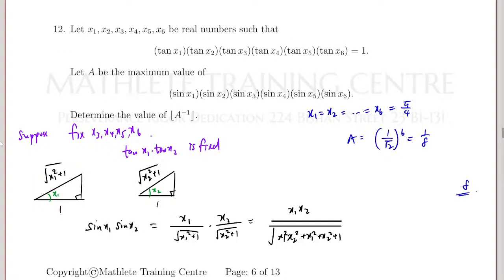So tangent of x1, let's call it A. Tangent of x2, let's call it B. Then I don't need to change much. I just need to change this to A and B. So in fact, I don't need to change most of these expressions, just replace them with A and B. So if tangent of x1 times tangent of x2 is fixed, that is, AB is fixed, not x1 times x2, that's why I made a mistake just now. But either way, the argument still holds.